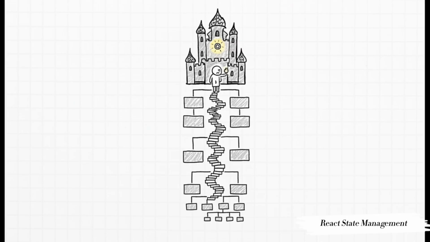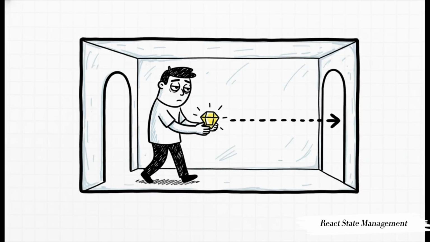You've got your data. Let's say it's the current user's profile at the very top of your component tree. So you pass it down as a prop to the first child. And this component, it doesn't even care about the user profile. It has no use for it, but it has to accept the prop anyway, just so it can act as a middleman and pass it down again to its child.